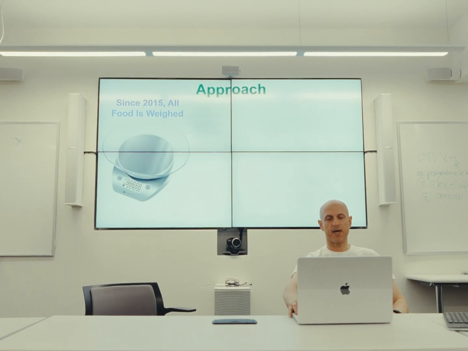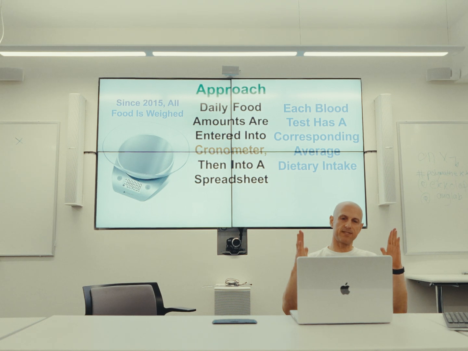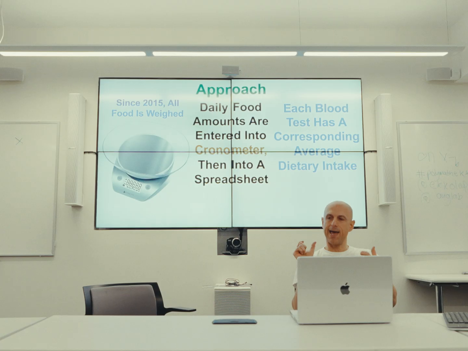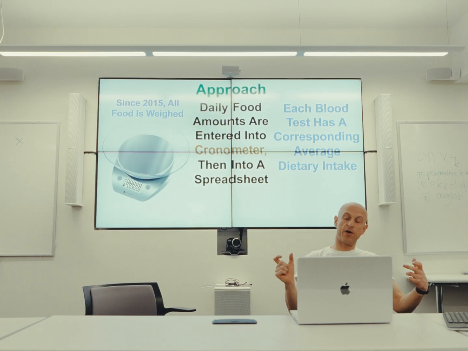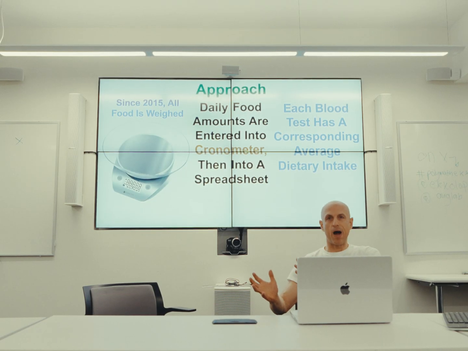So I weighed everything with a food scale since 2015, entered that into Chronometer, which is a diet tracking app, and then I take that data and put it in a spreadsheet. So I've got macros, micros, individual foods. Each blood test has a corresponding average dietary intake. If there's 50 days in between blood tests, because I'm tracking everything in diet, I can take the average dietary intake over that period and line it up with the latter blood test. So now every blood test has a bunch of dietary and other biomarkers that I can run correlations on, and I can see how much fat, how much protein, how much fiber, micronutrients, supplements, what may be optimal for optimizing my biomarkers towards the most useful values that they can possibly be.